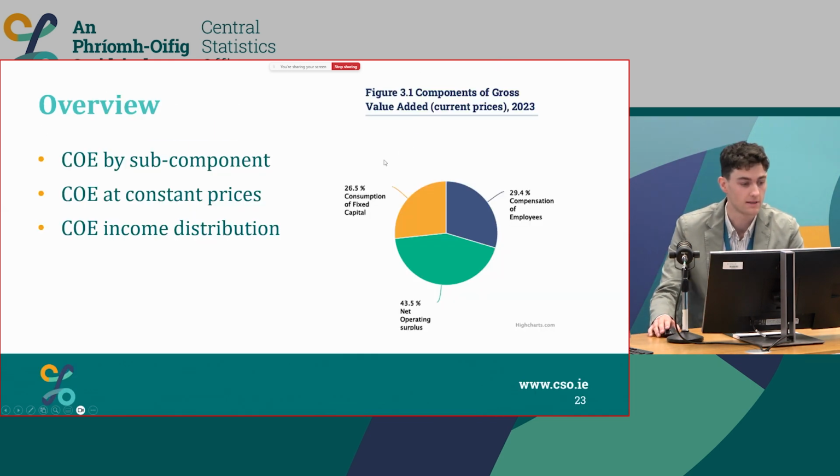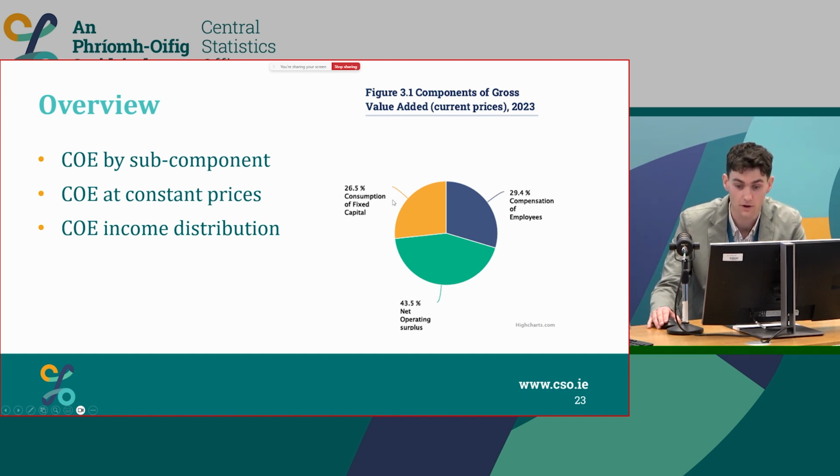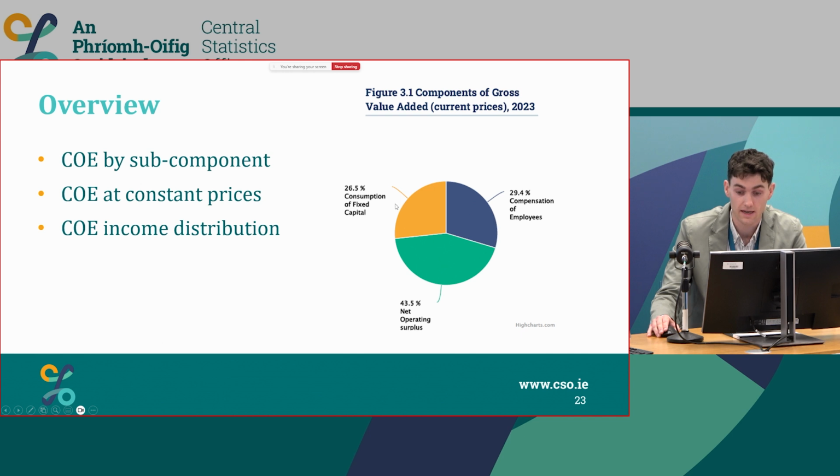Okay, so I'll talk about three items that we've added to the publication in recent years. But first, if you look over to the pie chart on the right, and this is something that Kieran showed earlier, compensation of employees is now about a third of gross value added, mostly driven by the decline in profits from some of the foreign-dominated sectors, but also because COE has been rising each year. So it is a significant part of value added in the economy.